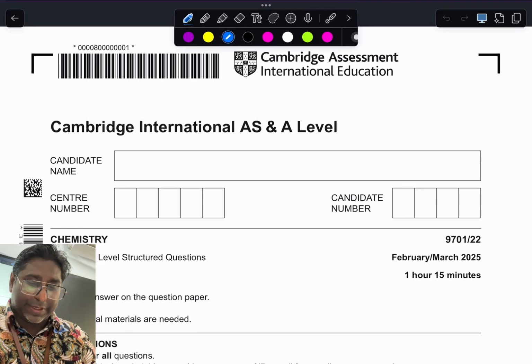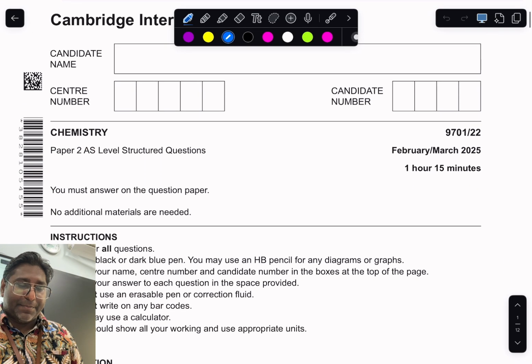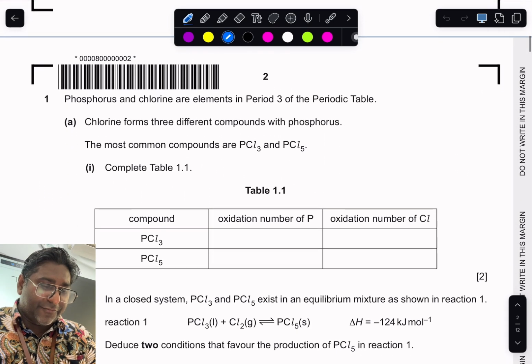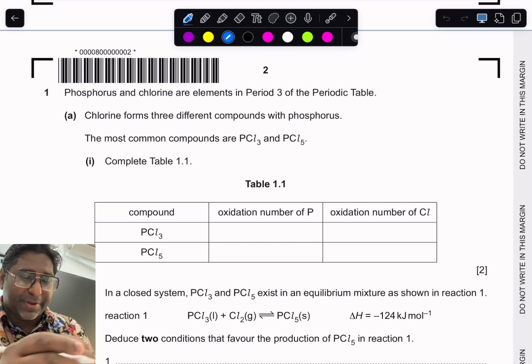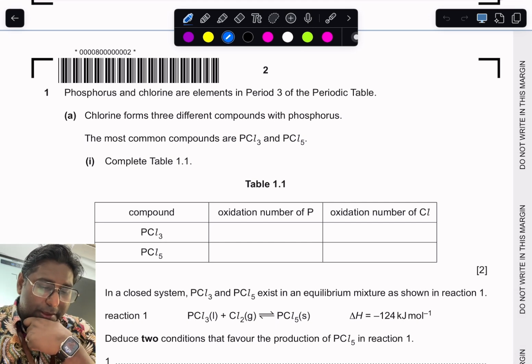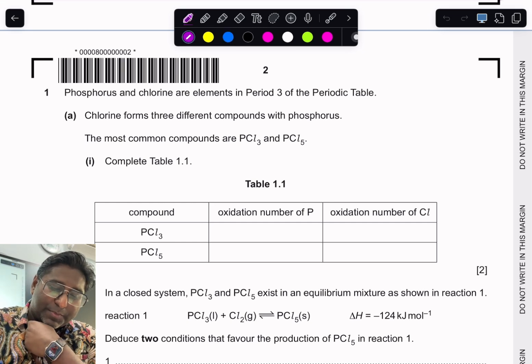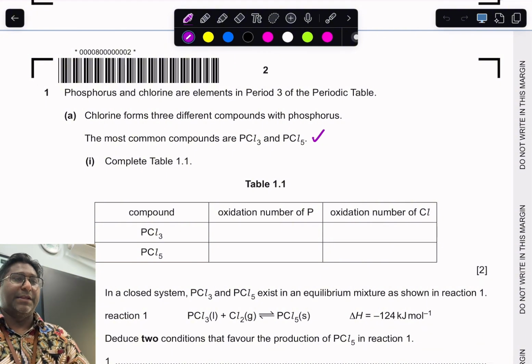So we are going to look into the February-March 2025 paper 2. For the first question, phosphorus and chlorine are elements in period 3 of the periodic table. Chlorine forms 3 different compounds with phosphorus, and the most common compound is given. Now, using this information, we need to find the oxidation number.